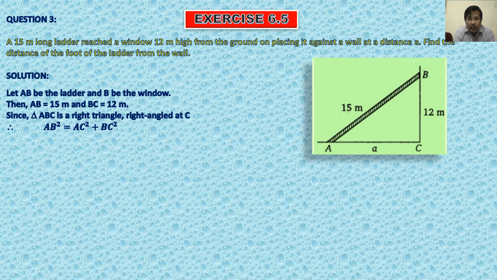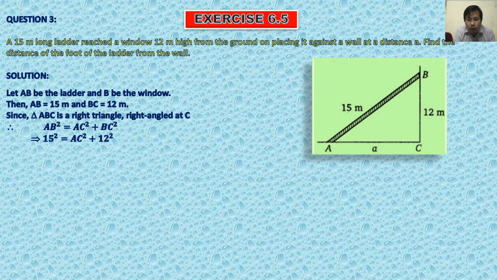Yes. Next, after that, it implies that AB is 15 meters. So in place of AB, let us take this 15, which is the value of AB. Every value is 15, so 15 square equals AC square. AC is to be found out. AC is unknown there, so AC square.